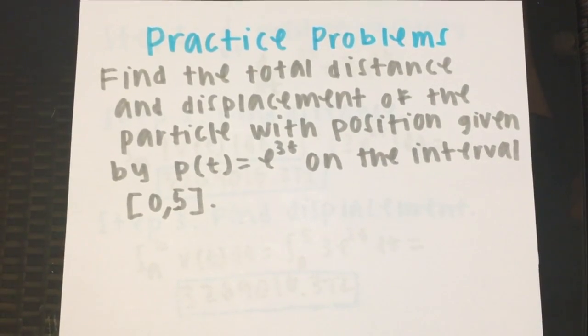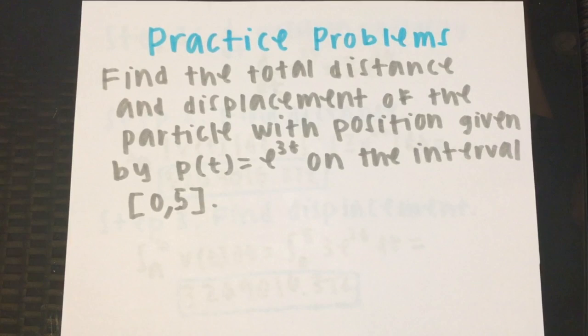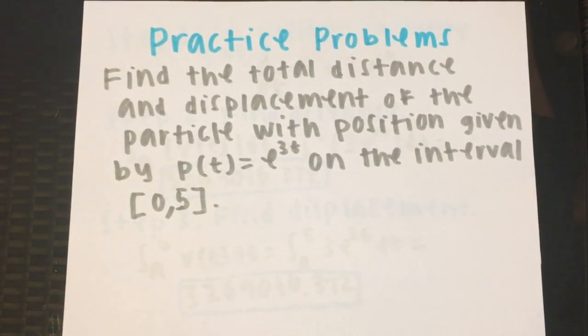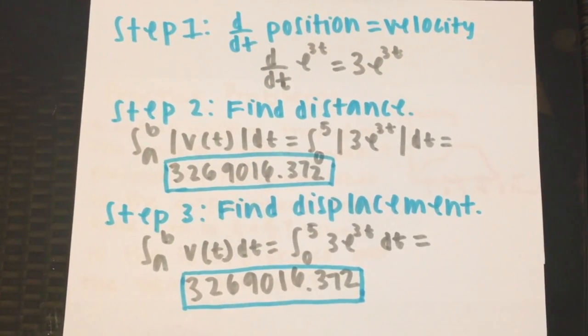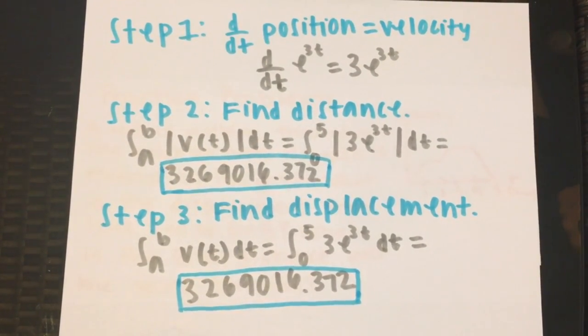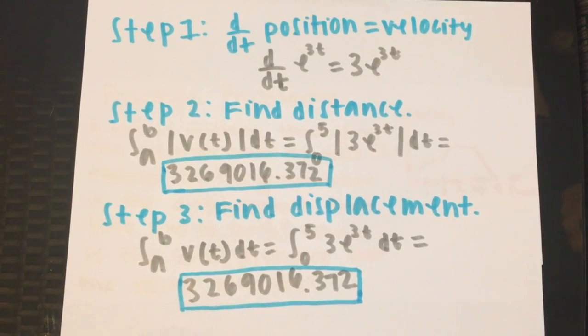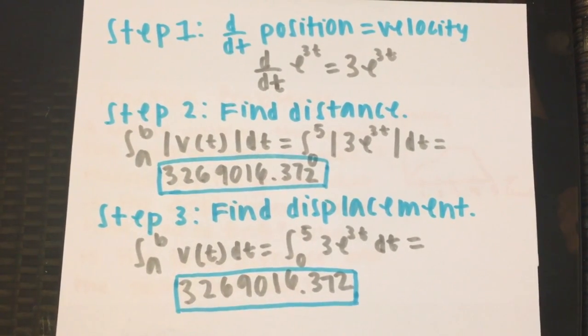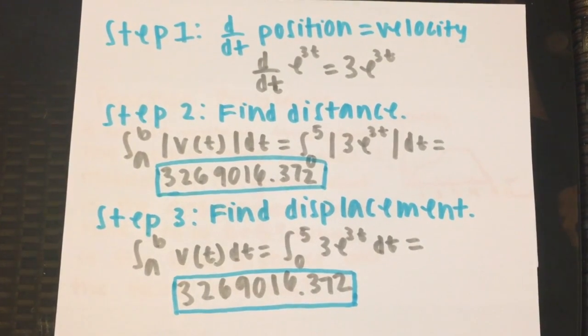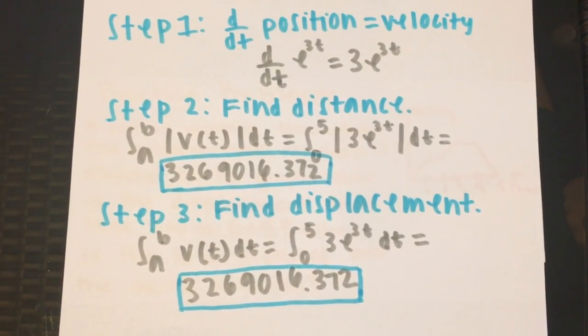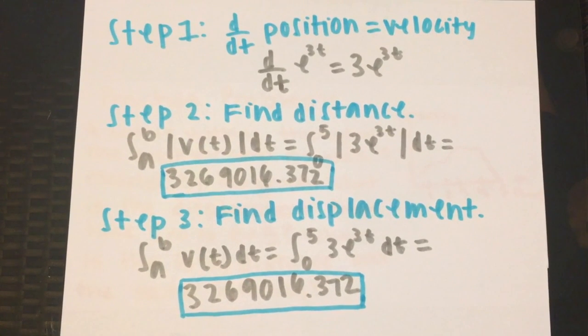Practice problems. Find the total distance and displacement of the particle with position given by the equation e to the power of 3t on the interval 0 to 5. Your first step to solve this problem is to recognize that you were given position and you need velocity. So you're going to take the derivative of position with respect to time to find your velocity. So d/dt of e to the 3t is going to be 3e to the 3t.